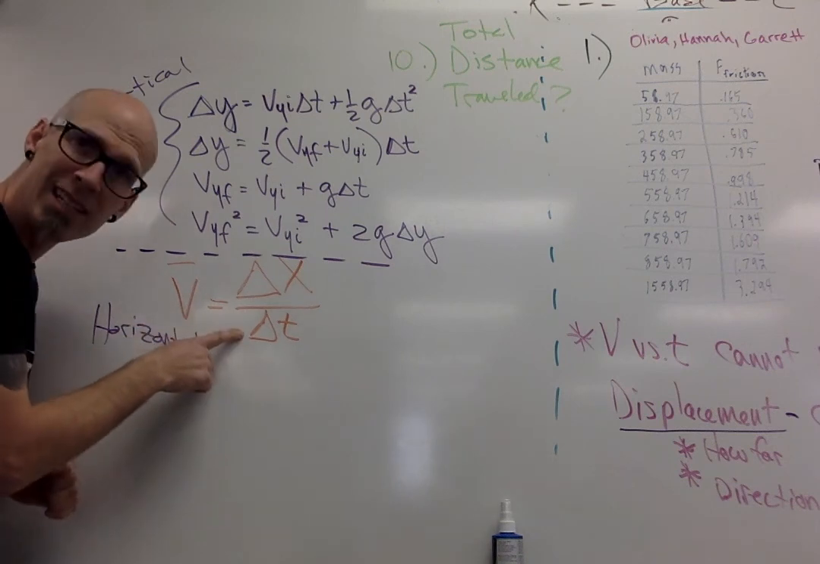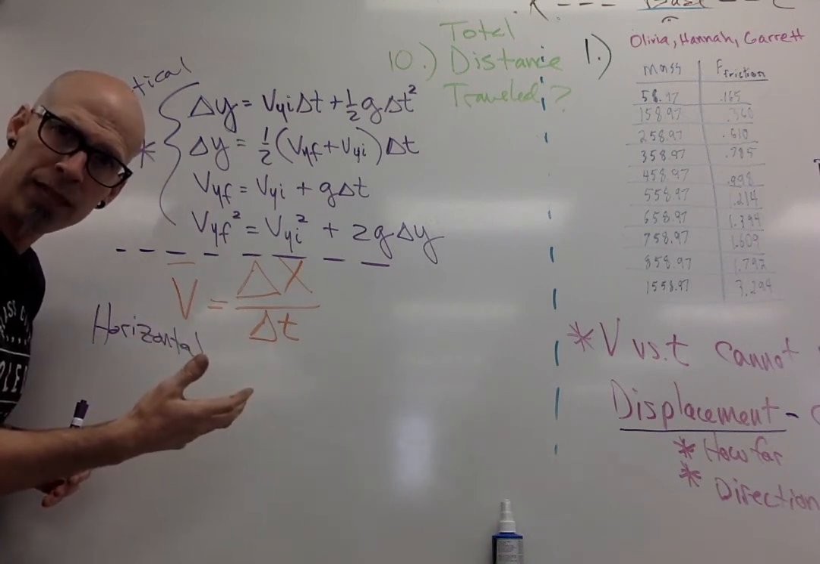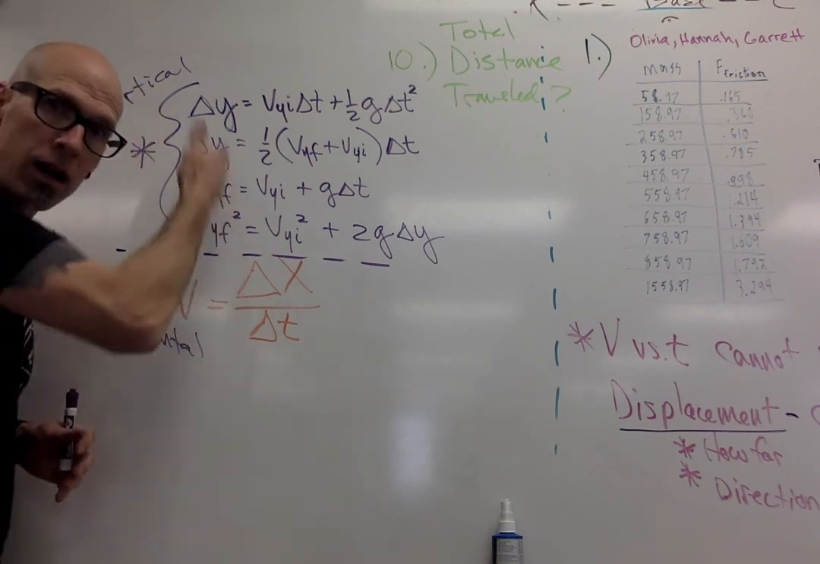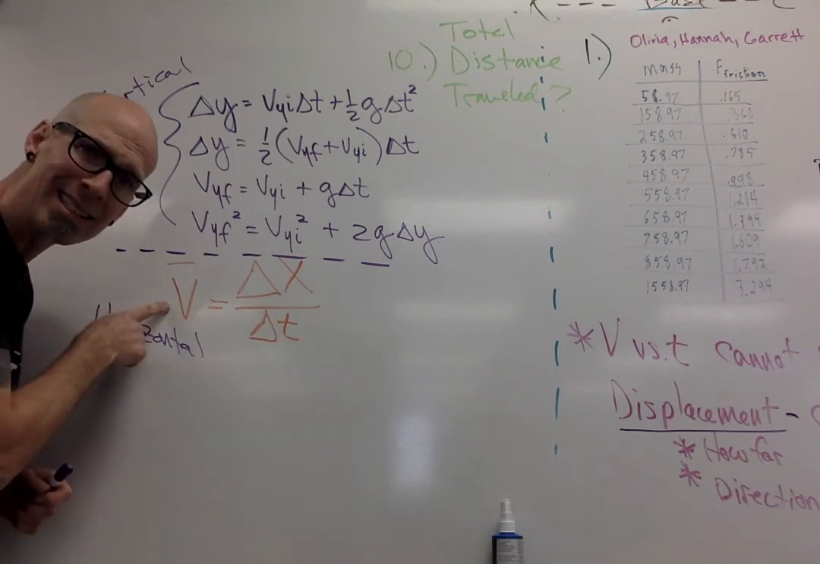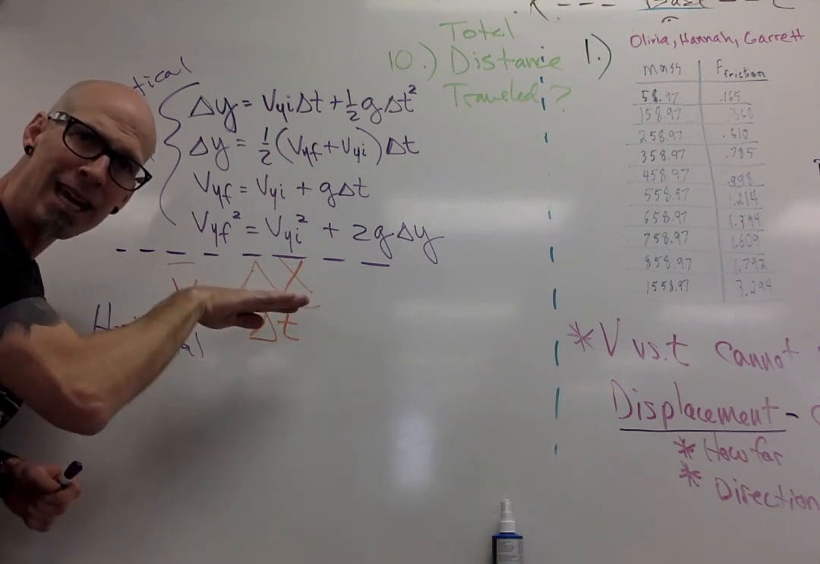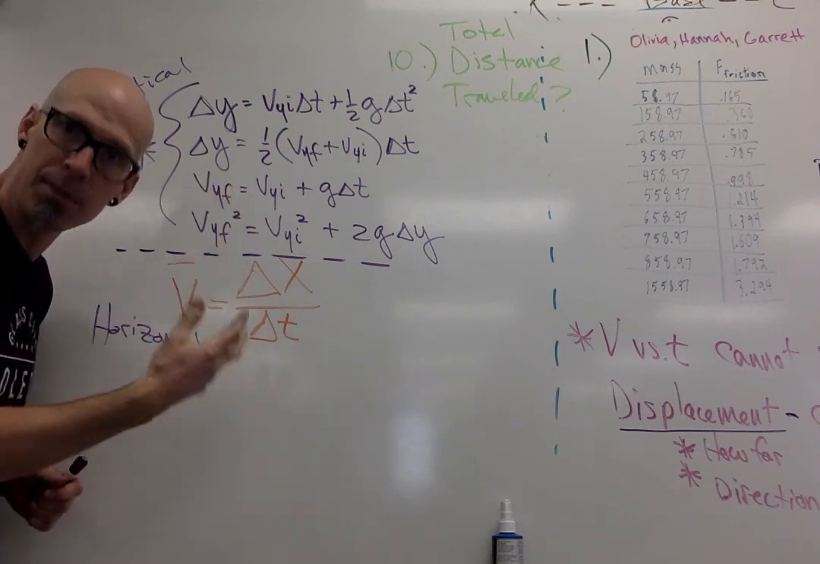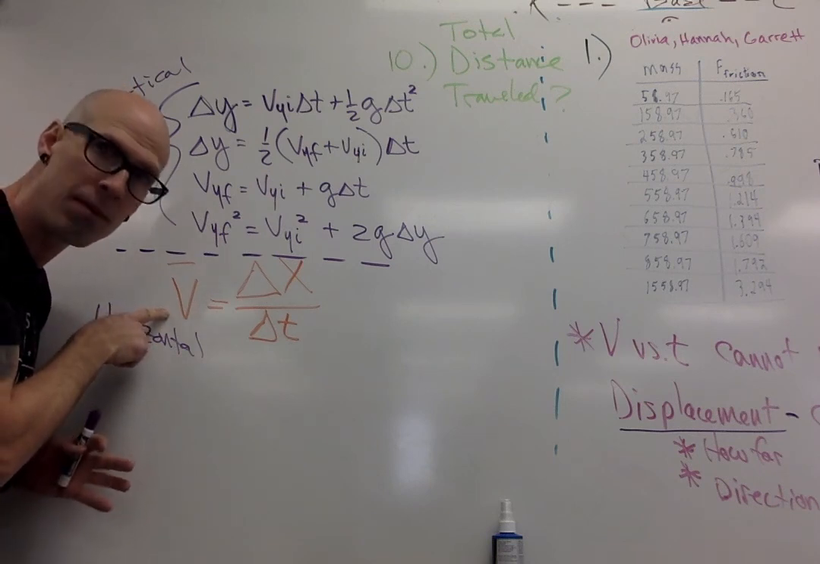Now, the delta t is the same. When a projectile is airborne, it's going to be in the air horizontally the same length of time it's in the air vertically. All right? But its horizontal velocity isn't necessarily going to be the same as its vertical velocity, because the vertical velocity is changing the whole time. It's accelerating. The horizontal velocity is constant the whole time because it's not accelerating.